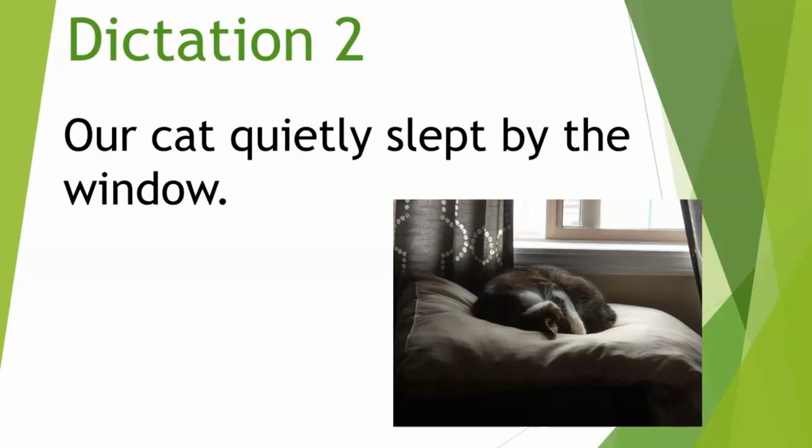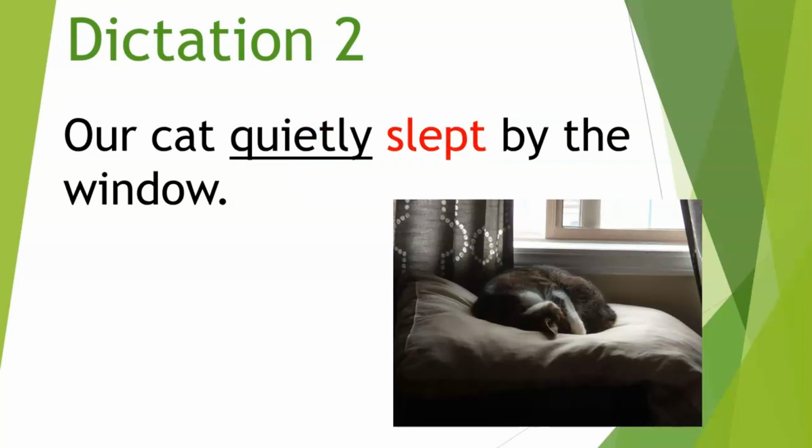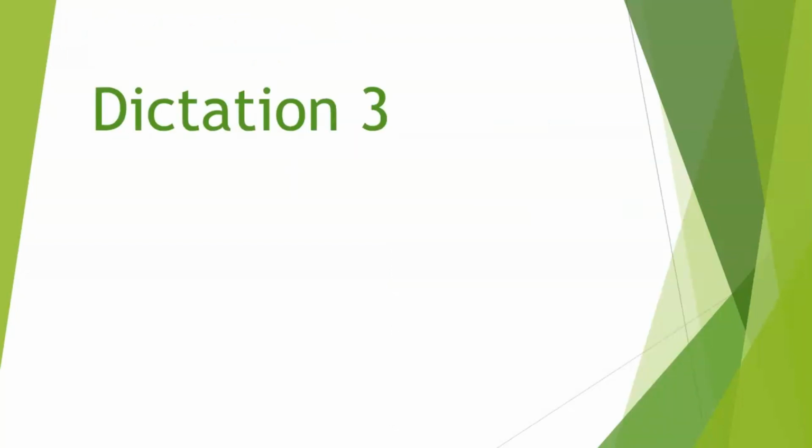Now, can you find the adverb? It is right here, and the verb is right here. Now, you can say our cat quietly slept by the window, or you can say our cat slept quietly by the window. So you can say it like this, or you can say it like this. Okay, everyone, let's move along to our dictation number 3.